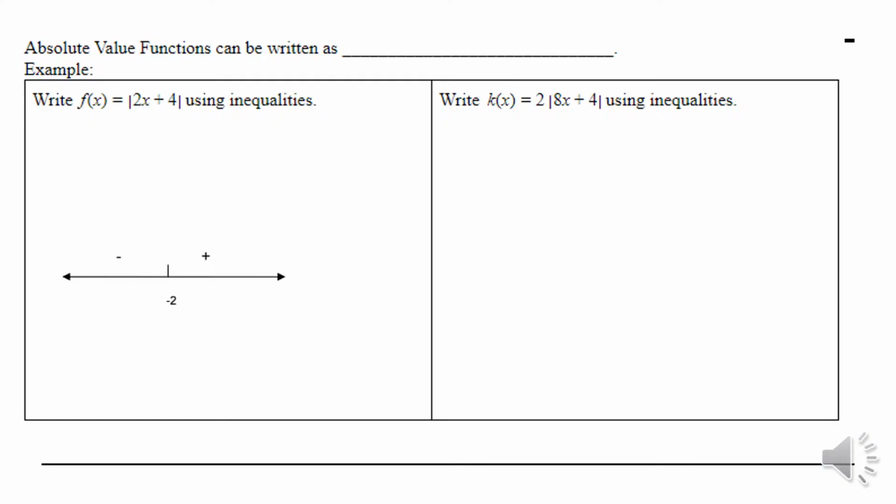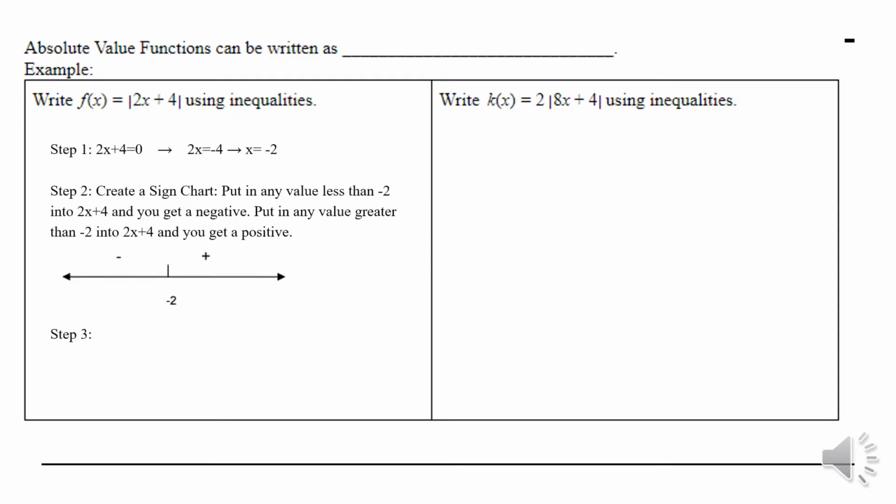So let's go through this example. We need to write f of x, which equals the absolute value of 2x plus 4, using inequalities. We're going to convert it to a piecewise, essentially. So step 1 said set the inside part equal to 0 and solve for x. So I'm going to move the -4 over, and then I'm going to divide by 2, so I get x equals -2. Then I'm going to create a sign chart where I put in a value less than -2, and I'm going to put in a value greater than -2.